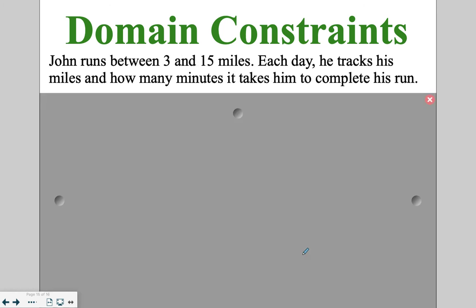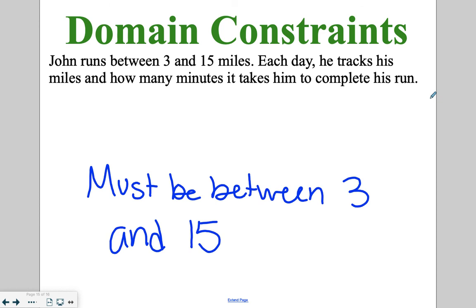For this last example, John runs between 3 and 15 miles. Each day he tracks his miles and how many minutes it took him to complete his run. What is the constraint on the domain? In this case, the domain is going to be the miles and the range is going to be his time. So our constraint is between 3 and 15. Or again, if you write it out in the inequality, 3 is less than or equal to x, which is less than or equal to 15.